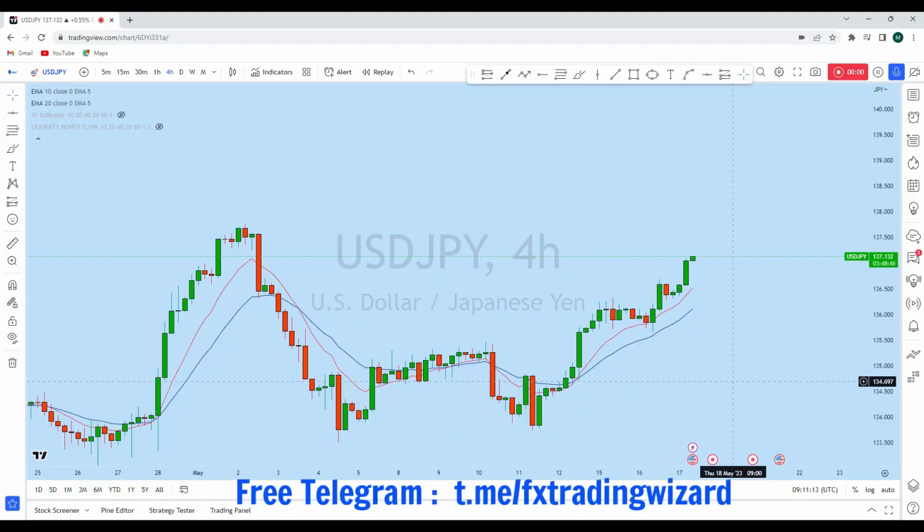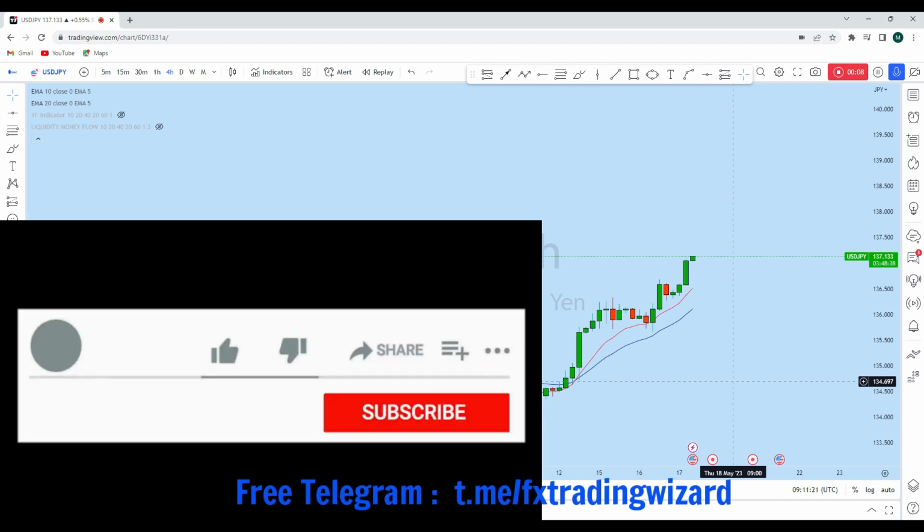Hello trader, I'm going to do a complete multi-time frame analysis on dollar yen. Let's see what kind of trading opportunity we currently have in this instrument. From the lower time frame perspective, we can see the dollar yen currently showing significant trading opportunity.